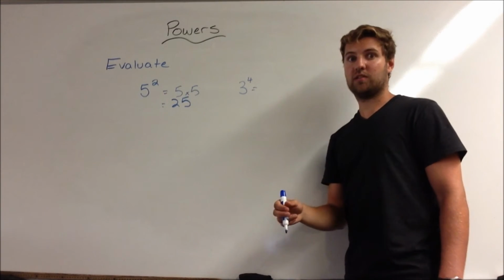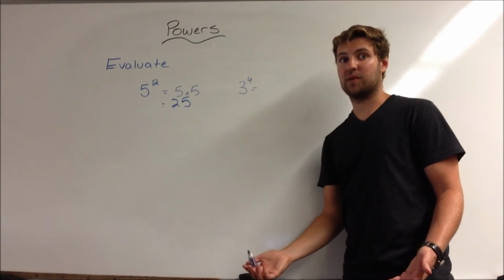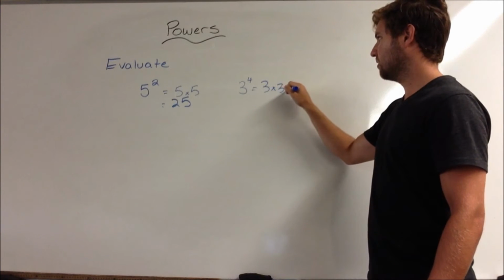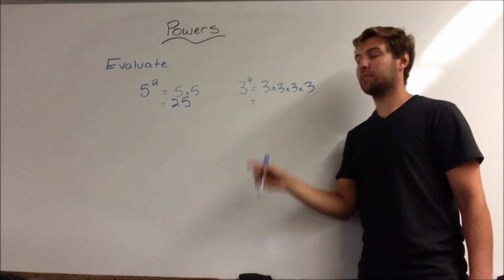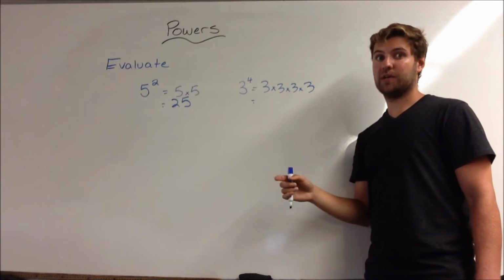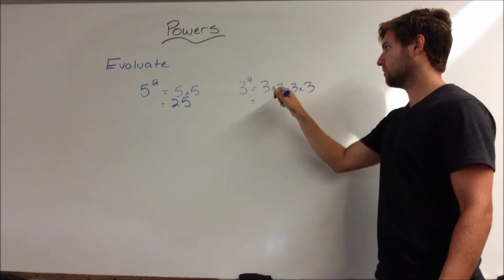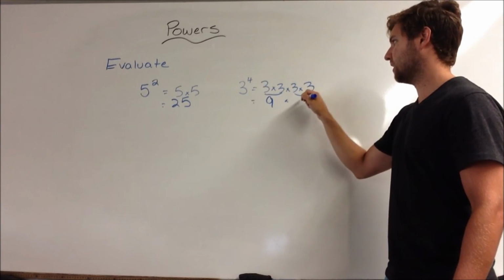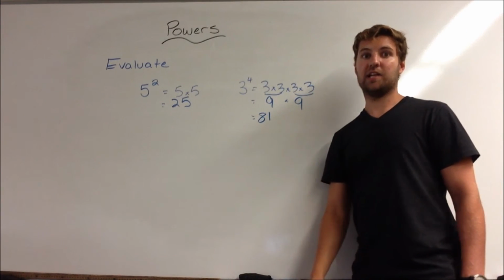Similarly for this one, 3 to the exponent 4 doesn't mean 3 times 4. We would have written 3 times 4. 3 to the exponent 4 means 3 multiplied by itself 4 times. So it really means 3 times 3 times 3 times 3. So we can evaluate this now once we write it in expanded form. 3 times 3 is 9. That 3 times 3 times that 3 times 3 is also 9. So it gives us 81.